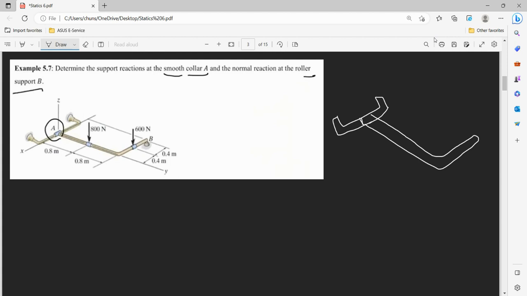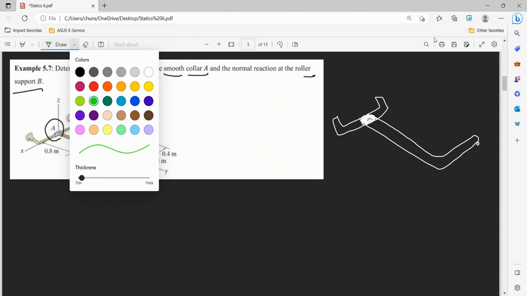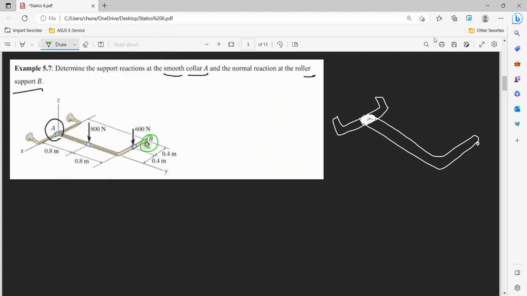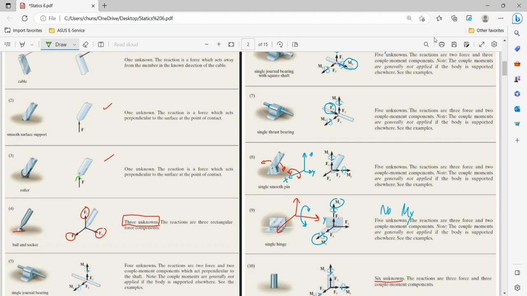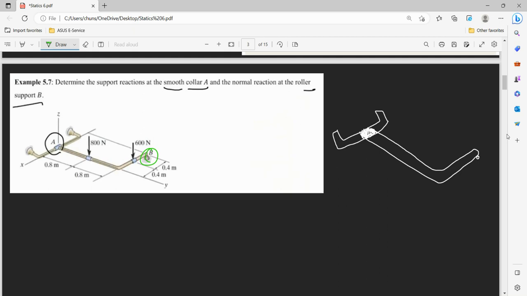Okay, and we have a collar here at A. And we have a roller here at B. So let's start with some things that we already know. We know that from rollers, it's the same as 2D problems. It's only going to produce a normal force perpendicular to the surface it's acting on. So this is going to look like this.